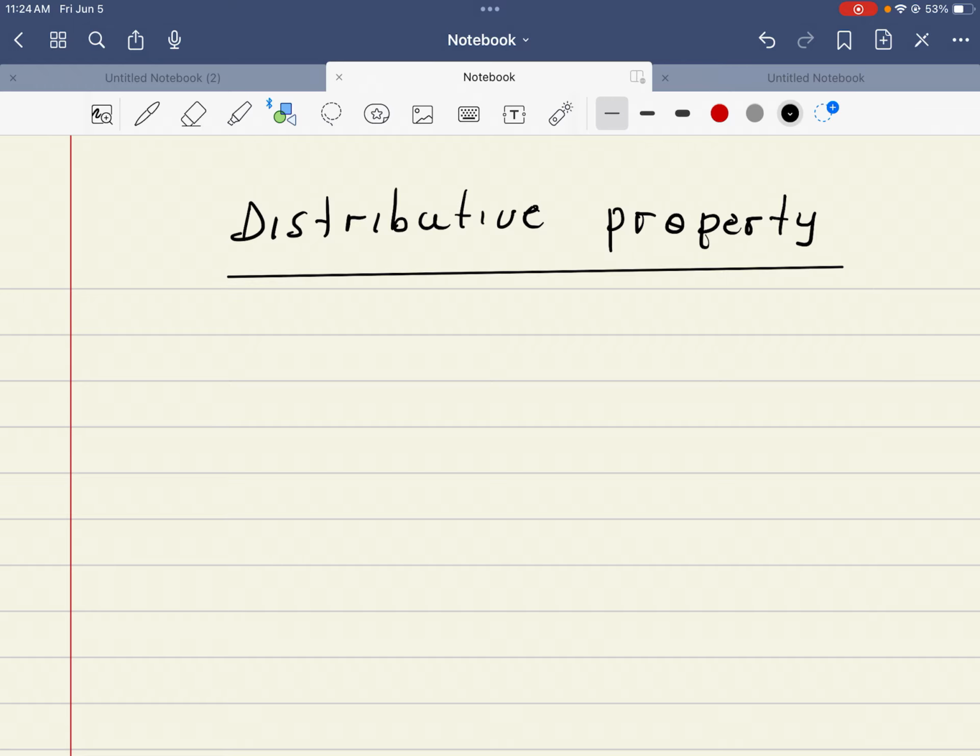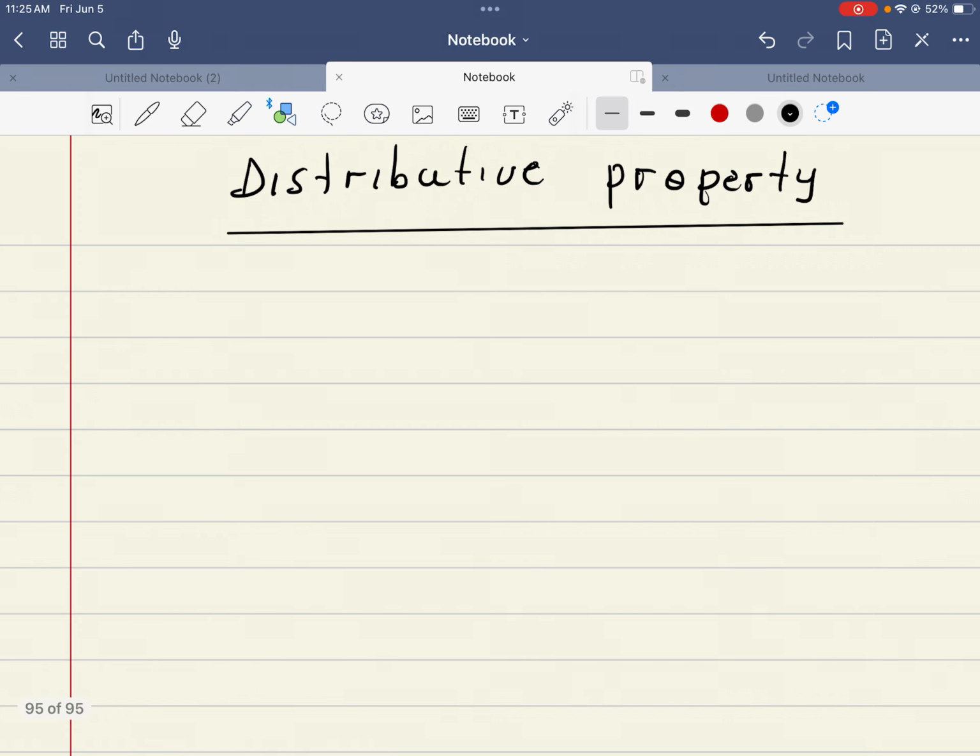So let's learn what distributive property is. Distributive property is used in math and geometry. It's a concept you really want to understand, and I'm going to make it as simple as I can to help you understand and retain this in your mind. So let's start with an example.